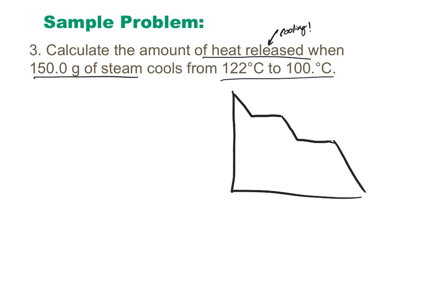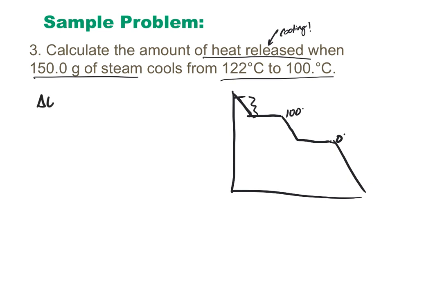So there's what we have it looking like. We know 0 is here, 100 is here, and they're telling me I'm going from 122, which would be like here-ish, to 100, which is right there. So I'm going to be in this area of the graph.